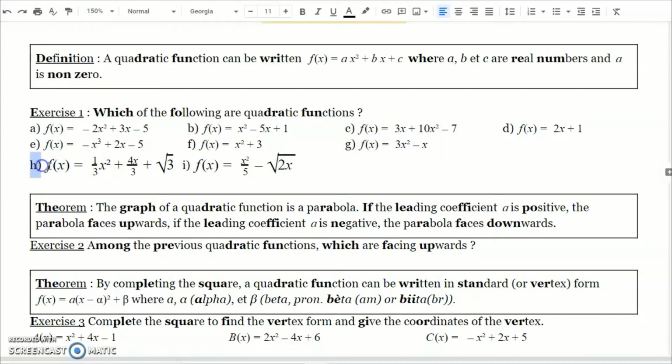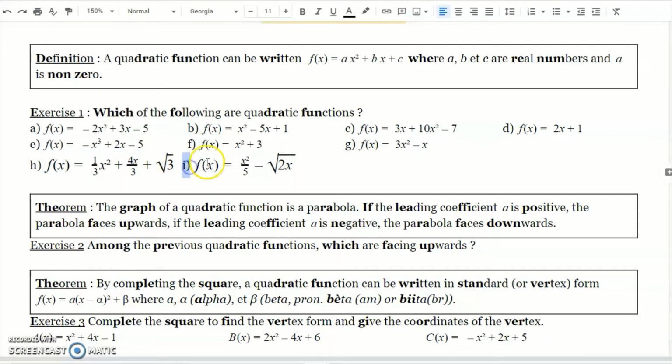H. f of x is equal to 1/3 of x squared plus 4x over 3 plus square root of 3. A is equal to 1/3, so it's allowed, it's a fraction, but it's suitable. We can write 4x over 3 as 4/3 times x, so b is equal to 4/3. And square root of 3 is c. So this is a quadratic function.